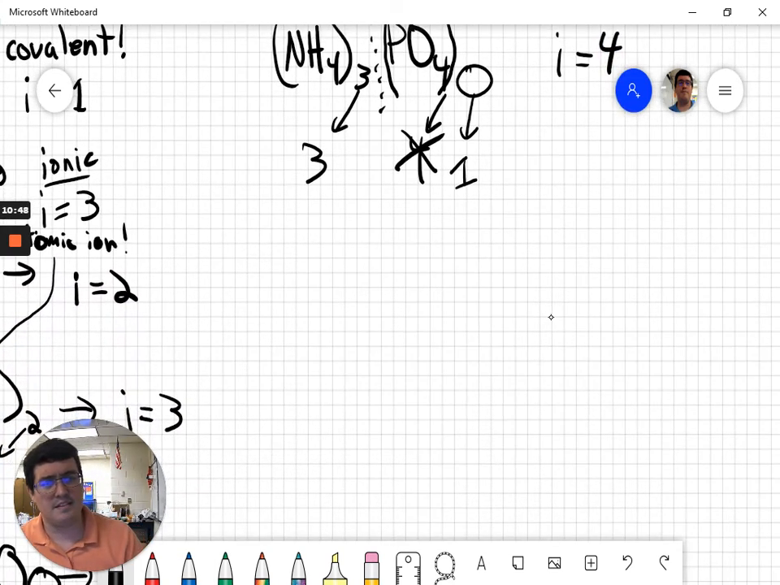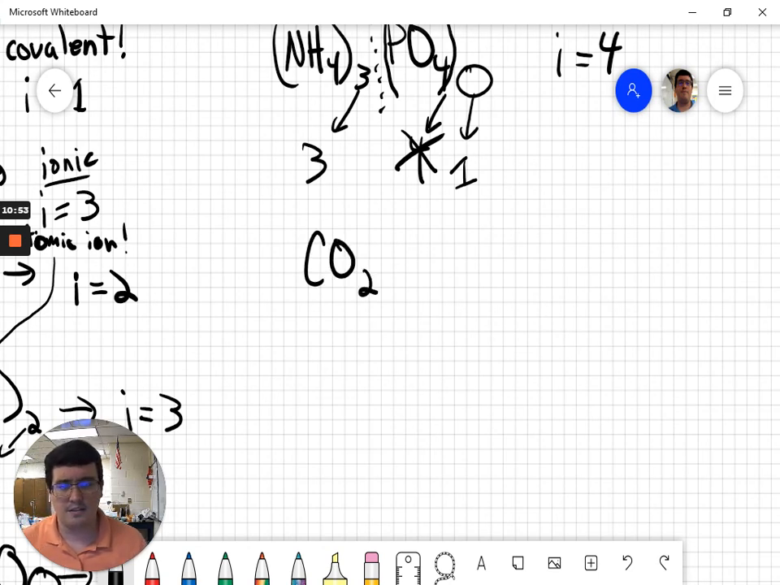I can think of something slightly more difficult where I ask you, what about carbon dioxide? Pause. And then you come back and you say, wait, you're not fooling me on that one. That's I equals 1. That right there, you forgot to check. Is that one a covalent compound? You better believe it. Covalent compound, so I equals 1 on that one.